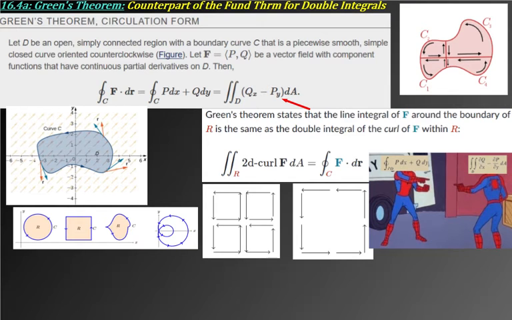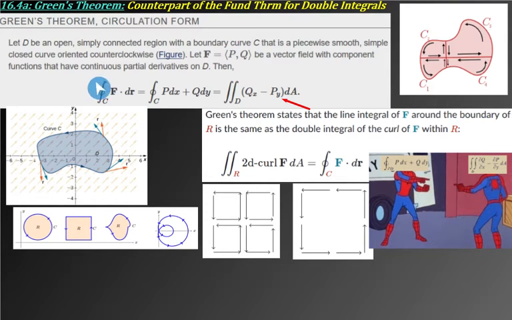So what it's saying is that if you have a region D that is open and simply connected, which means it can't have holes, and it has a boundary curve C, which is piecewise smooth and simple, so no weird loops or holes in the curve either, and it's oriented counterclockwise, and we'll talk about the orientation, but basically it's oriented in this direction, counterclockwise. And F is some vector field like P, Q here. Then this is Green's theorem.